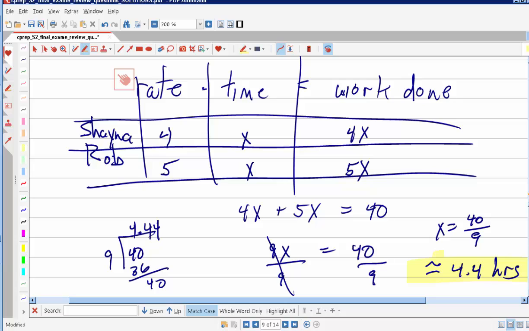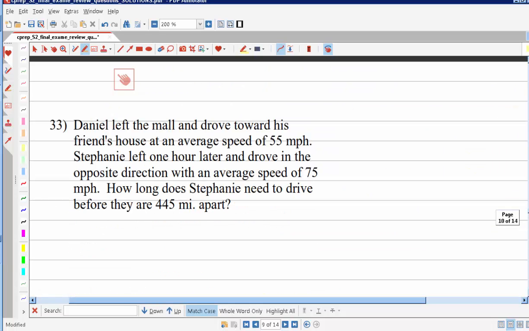which you would expect it to be somewhere in between how fast Rob does and how fast Shayna does, which it is. Because she's slowing him down, but he's speeding her up because he works faster.